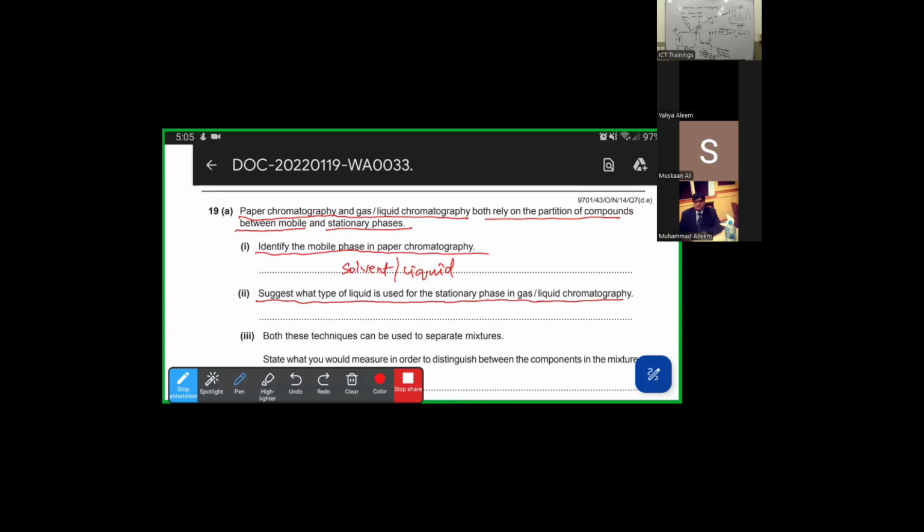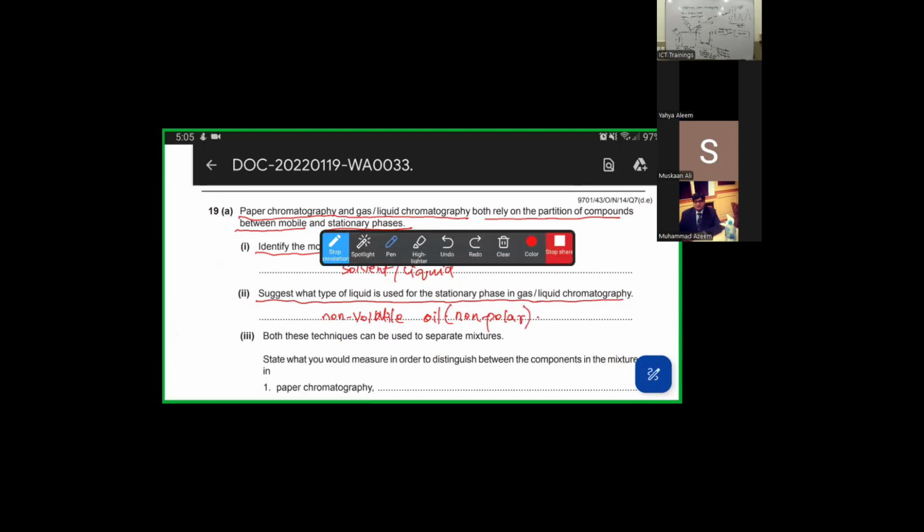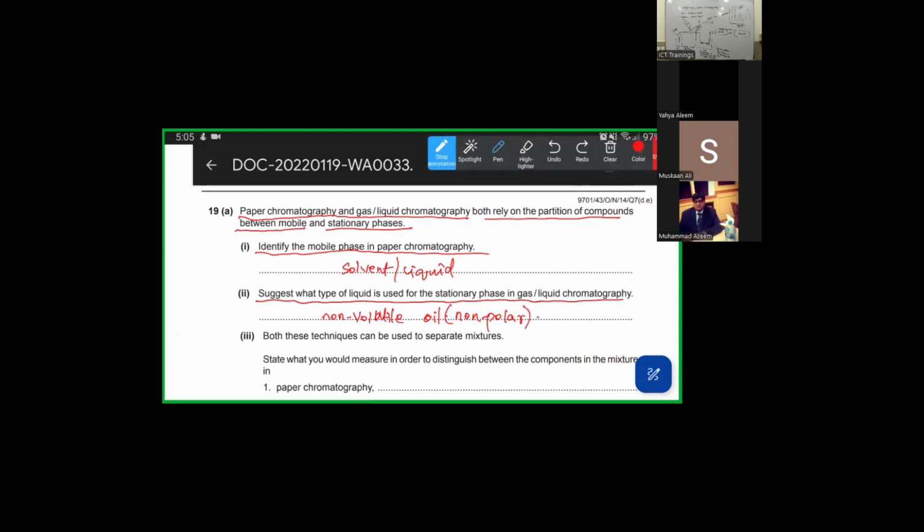Okay, so what type of liquid? That is the oil. It's a non-polar liquid, non-volatile oil, non-polar. It's normally non-polar. The next thing: both these techniques can be used to separate a mixture.